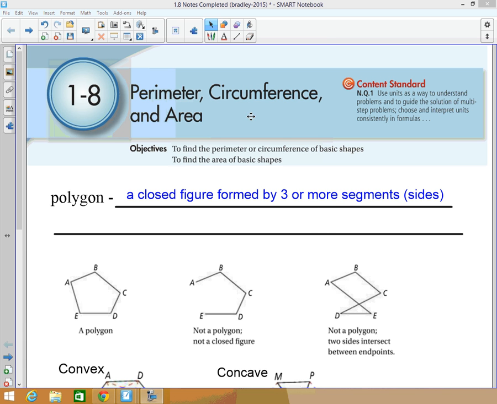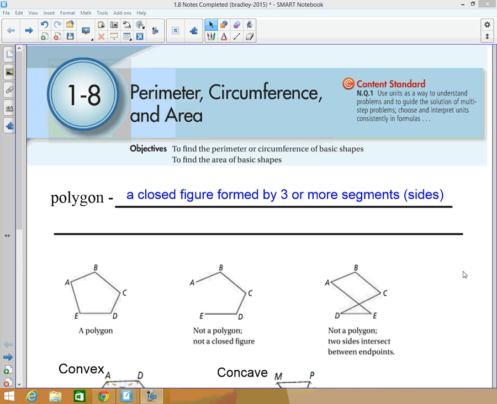So this is section 1.8, and luckily it is a section that you guys should be familiar with because it's perimeter, circumference, and area of polygons. So the first blank that we need to fill in is going to be polygon. So we want to say that a polygon is a closed figure formed by 3 or more segments or sides.